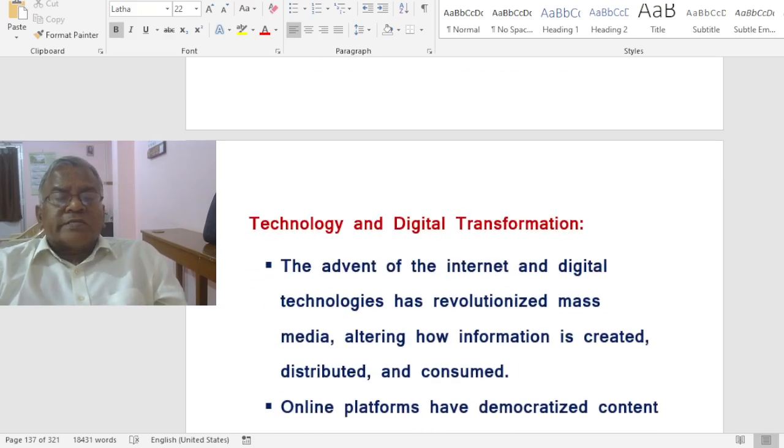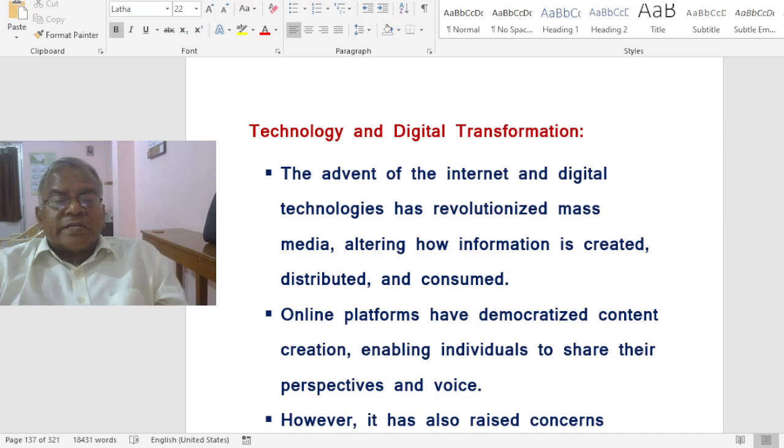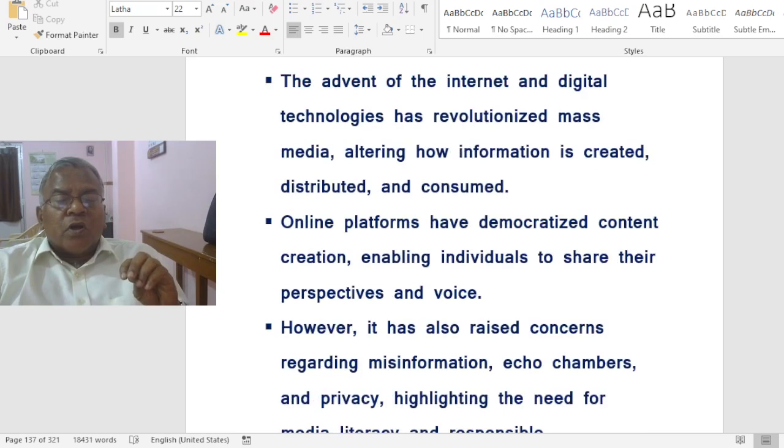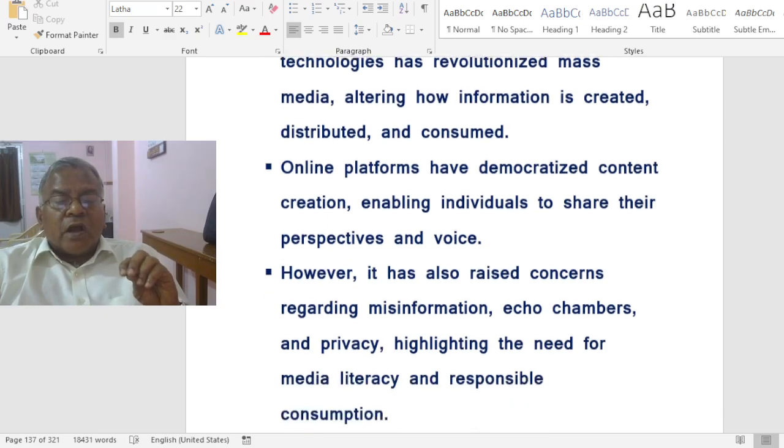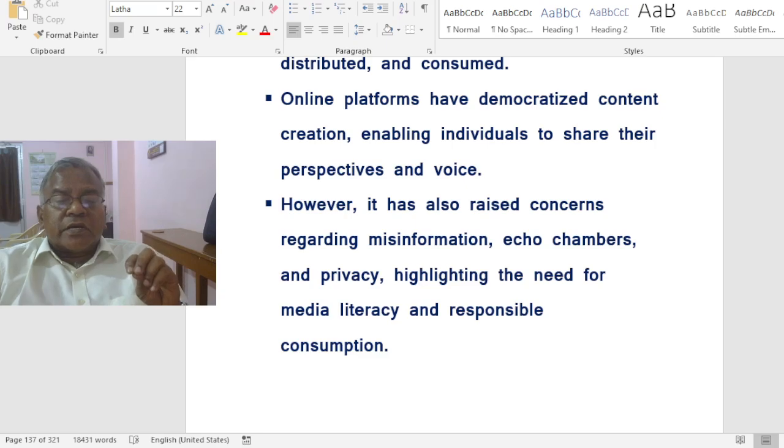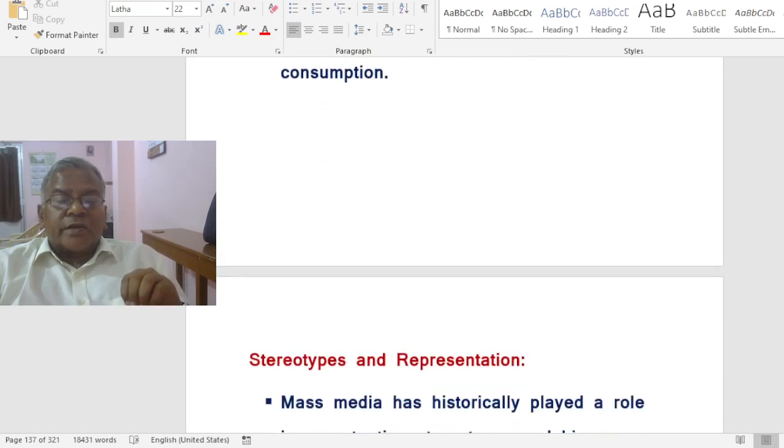Now, technology and digital transformation. The advent of the internet and digital technologies has revolutionized mass media, altering how information is created, distributed, and consumed. Online platforms have democratized content creation, enabling individuals to share their perspectives and voice. However, it has also raised concerns regarding misinformation, echo chambers, and privacy, highlighting the need for media literacy and responsible consumption. So that is the idea here.